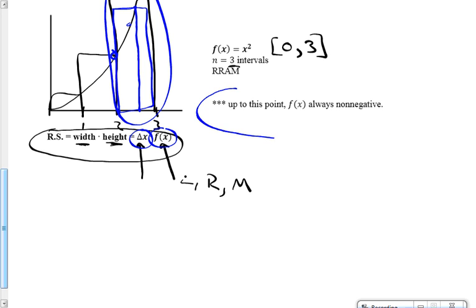And the other big idea here at this point is we've always dealt with functions that are above the x-axis. And all good functions are above the x-axis, right? No. There are functions that go below the x-axis. So here's what I want to go with.